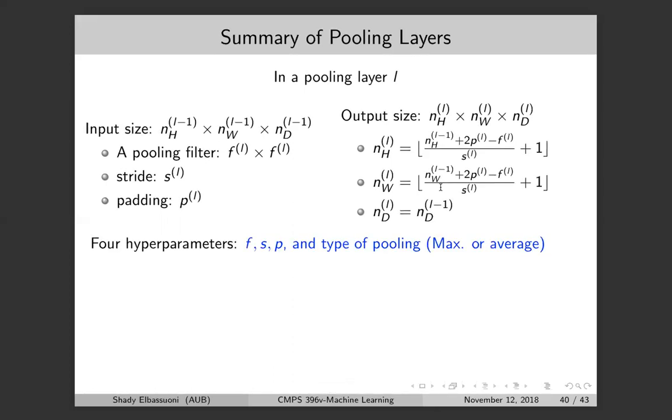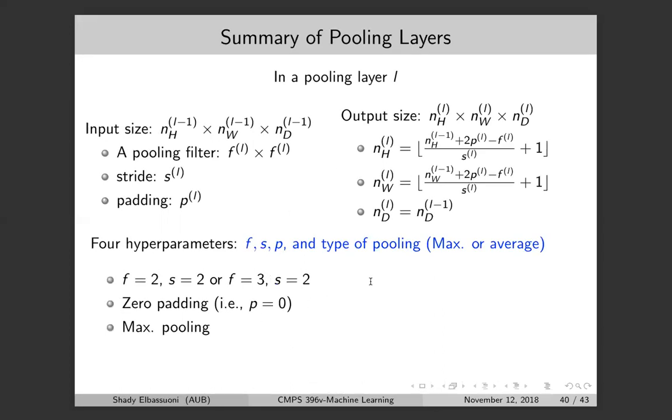I have 4 hyperparameters: the filter size, the stride, the padding, and the type of pooling, whether I'm doing maximum or I'm doing average instead of maximum. In practice, maximum works best. So most of the people use maximum pooling rather than average.